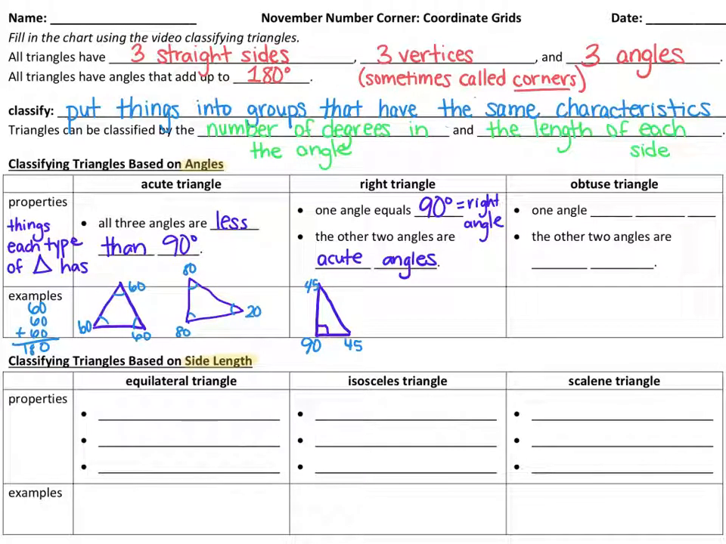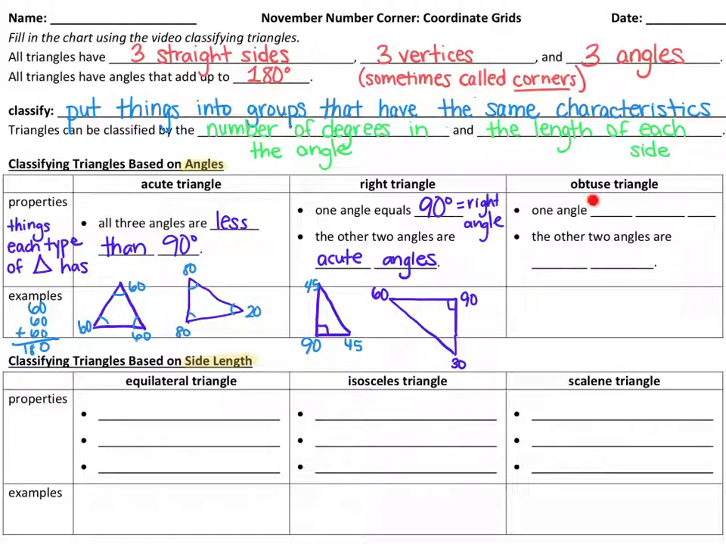Let's try another one. Here's my right angle. And then I'm going to connect these two. So maybe this one is 90 degrees. We know that. Maybe this one's 30 and this one's 60. Alright, so we have one 90-degree angle. Check. And two acute angles. This is less than 90 degrees and this is less than 90 degrees. So we have right triangles.